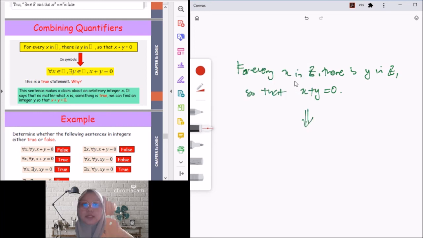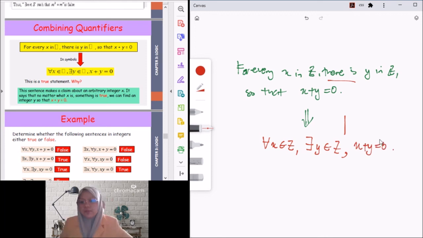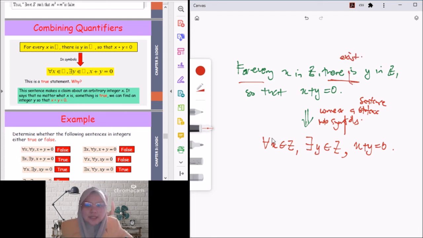For all x, for every x in Z, there exists y in Z, such that x plus y equal to 0. We can use a comma or the such-that symbol. So here we convert a sentence into symbols: for every x there is, or there exists, the same. This is a true statement.